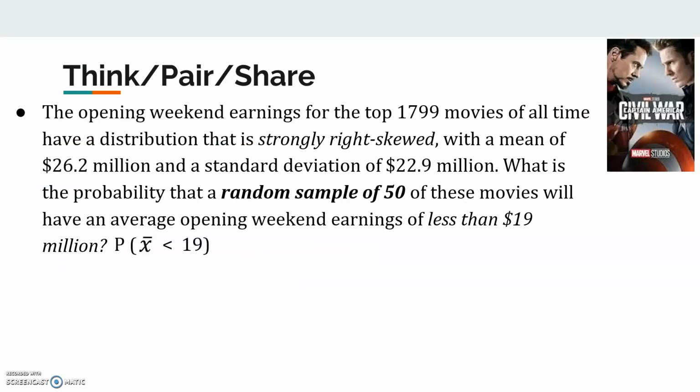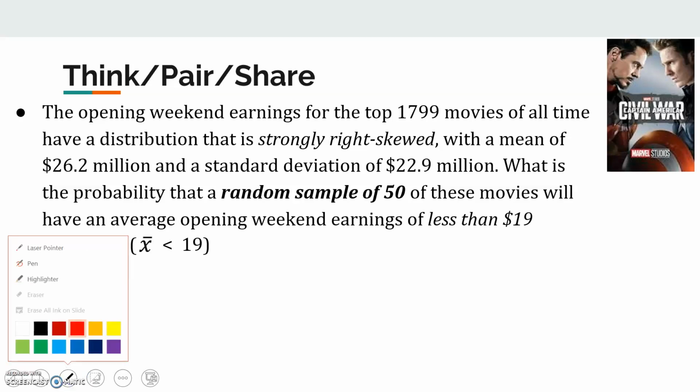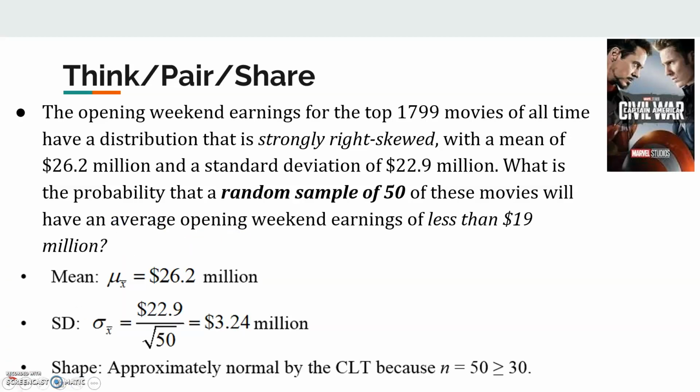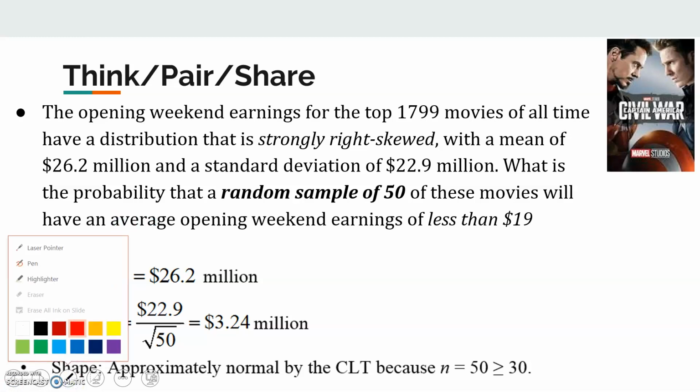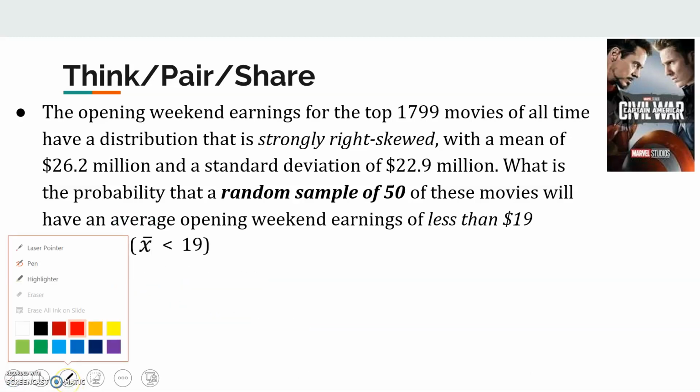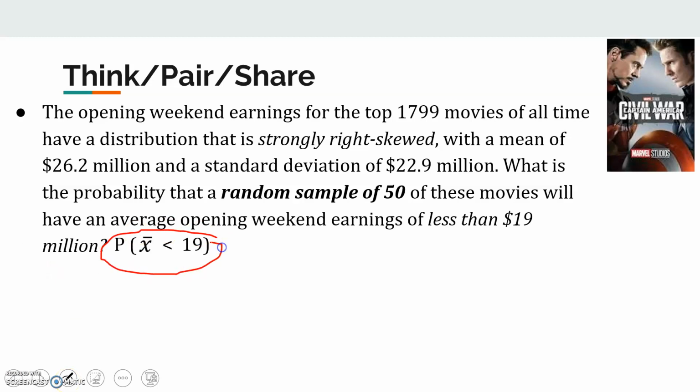This very last problem, we are going to look at a random sample of 50 of these movies, going back to that 2016 opening weekend movie example. What is the probability that a random sample of 50 of these movies will have an average opening weekend earnings of less than 19 million? That translates to the probability of X bar being less than 19.